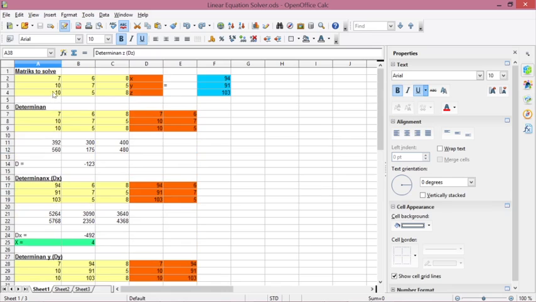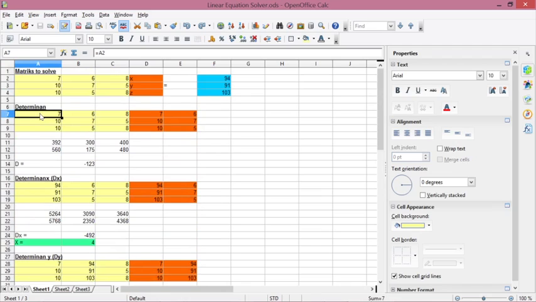The matrix to solve section is where you put your data, the matrix that needs to be solved. For instance, I already created the matrix 7 6 8, 10 7 5, 10 5 8 with x, y, z, and the results are 94, 91, and 103. This is the matrix that will be processed using Cramer's method on this worksheet.